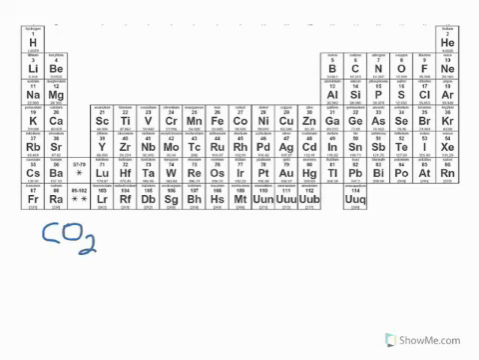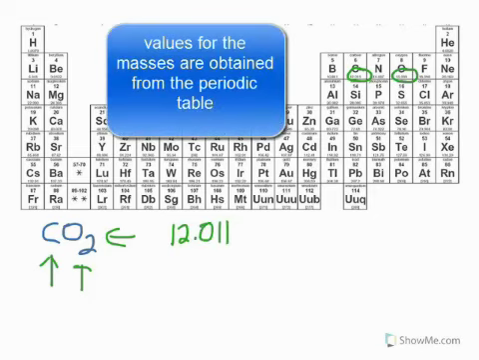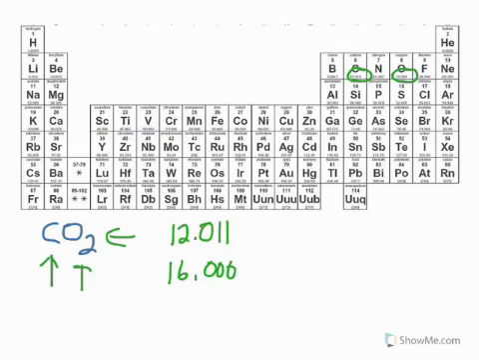So when I look up here in my periodic table, I have the mass of 1 mole of each atom. So what I have here, if I think about this in terms of moles instead of atoms, I have 1 carbon mole and 2 moles of oxygen atoms. So the mass of 1 mole of carbon is 12.011, and the mass of 1 mole of oxygen is 16.00 or 15.998. You can write them either way.